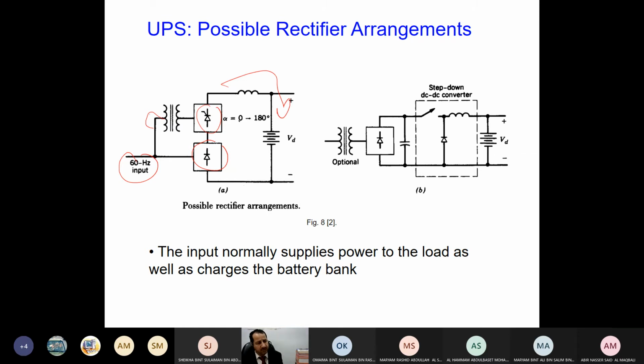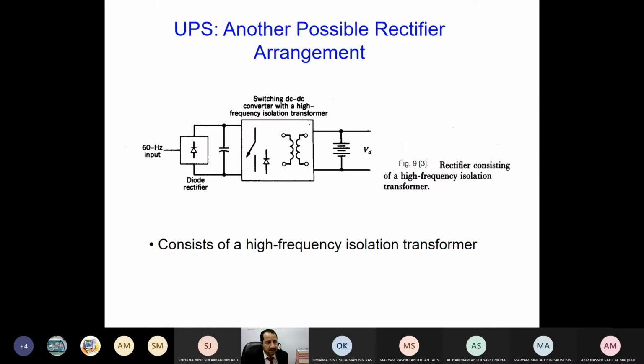Otherwise, the batteries will be lost soon, because they get aging. Or we may use a transformer for isolation, which is optional, with a rectifier and its filter. Here we use a DC-DC converter to control the charging. You see, I'm talking about the converters we discussed through the semester. Another arrangement is to use the same rectifier with its filter, but here we use a flyback or forward converter. You remember the switch mode DC power supply we discussed? We can use one of them here to charge the battery.